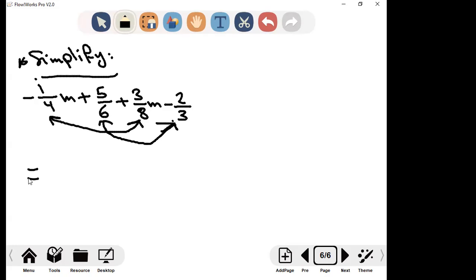Yalla, let's work on the m terms first. m here, right? What's the coefficient here? Negative 1 over 4 m plus 3 over 8 m. Why is this negative? This one is negative. Why is this positive? That's not my concern. And if we have two signs following each other, we replace them with one sign, as we did thousands of times before, right?